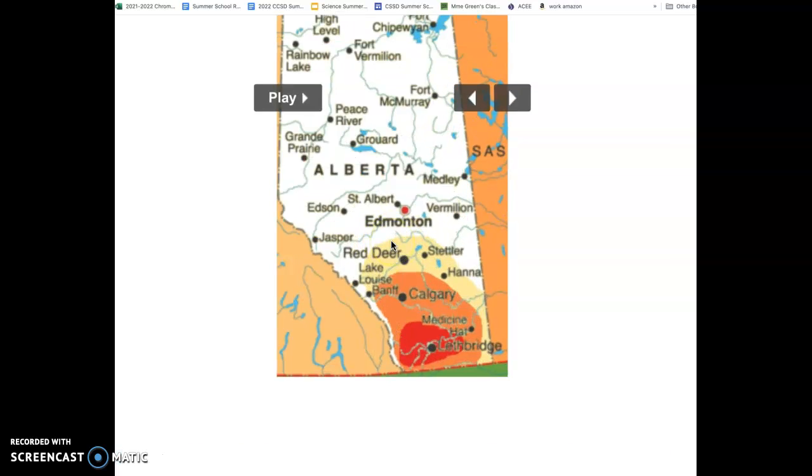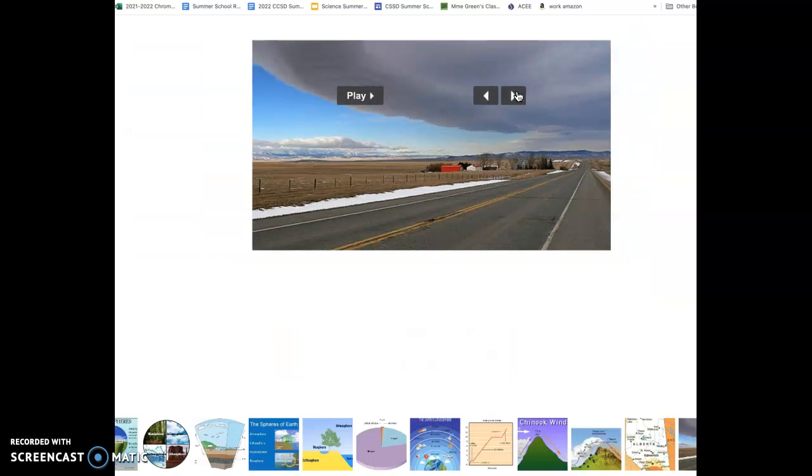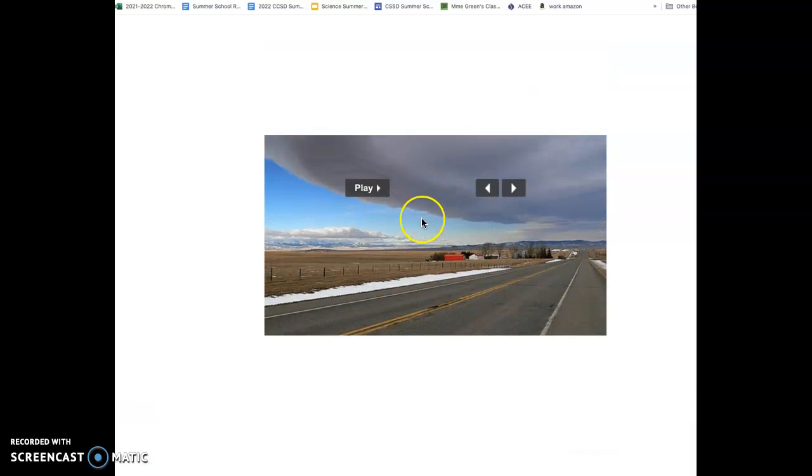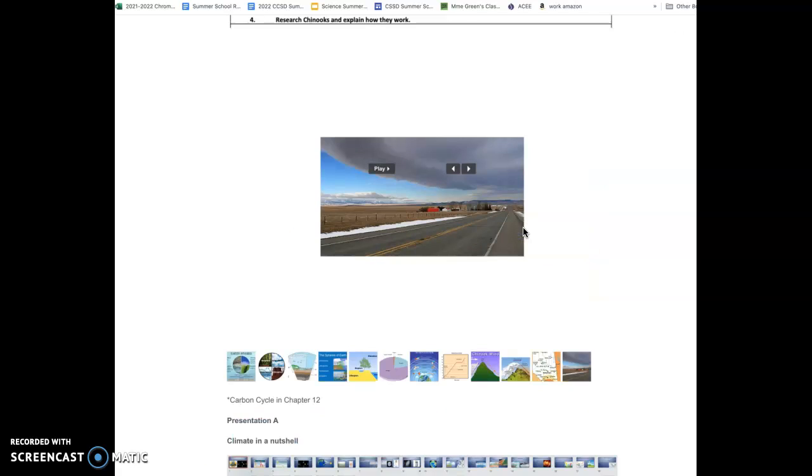Okay, so here's an example of places where Chinooks are felt the most strongly. Apparently Lethbridge is warm for Chinooks. How interesting. Yeah, and sometimes if you look up at the sky, you see this very sharp line in the clouds when there's a Chinook. So check it out next time you notice a Chinook happening.